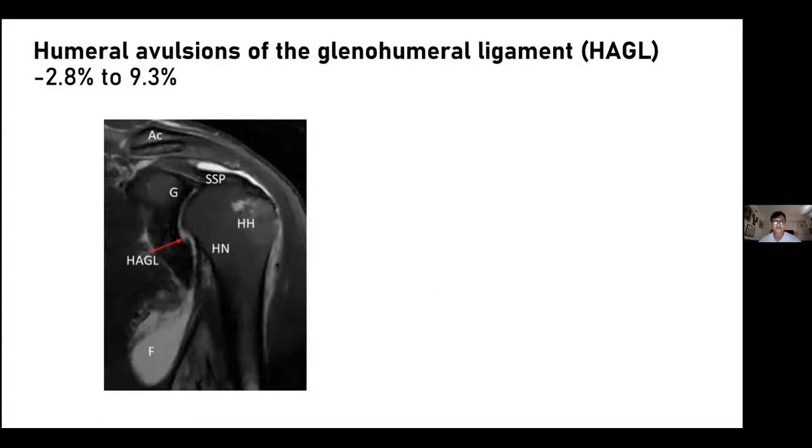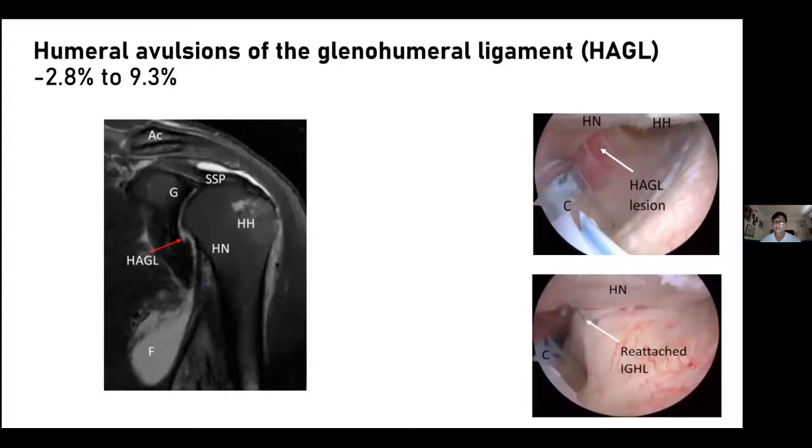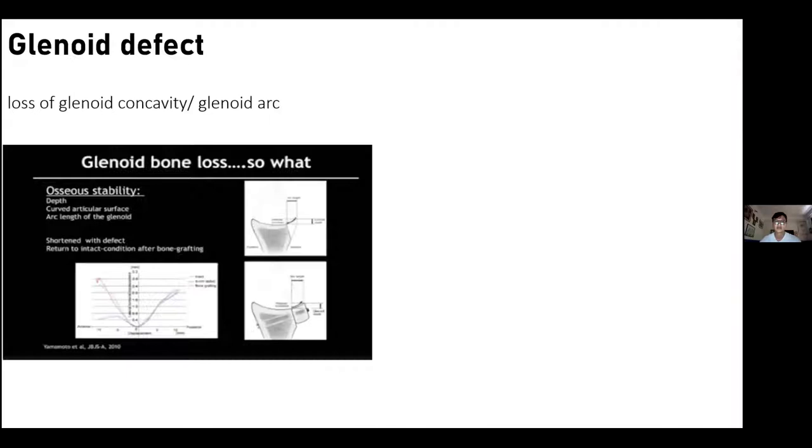This MRI picture shows the humeral avulsion of the glenohumeral ligament, and its incidence is around 2.8 to 9.3% in shoulder dislocation. Failure to identify it preoperatively or during surgery might be a cause of recurrence. It is sometimes difficult to arthroscopically address the HAGL lesion, and we may have to go for an open repair. And this MRI picture shows the bony avulsion, bony HAGL, and a reverse HAGL.